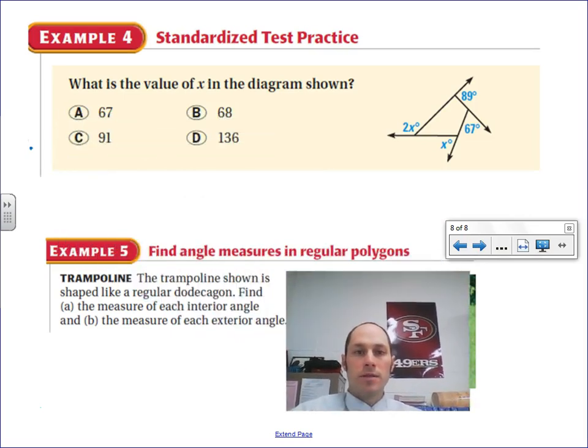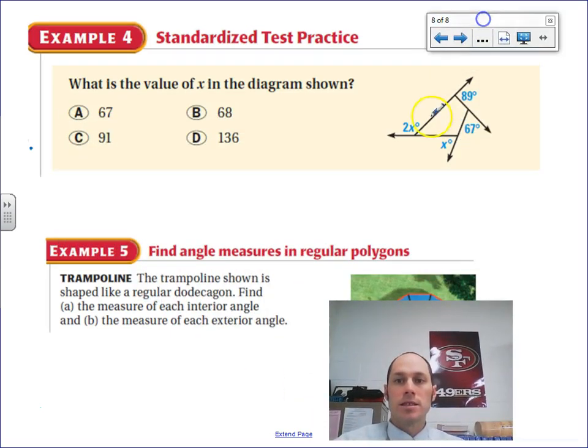So let's apply that here. Find the value of x. Well, I know these are all exterior angles here, so I can add them all up. And what will they equal? You got it, 360 degrees.